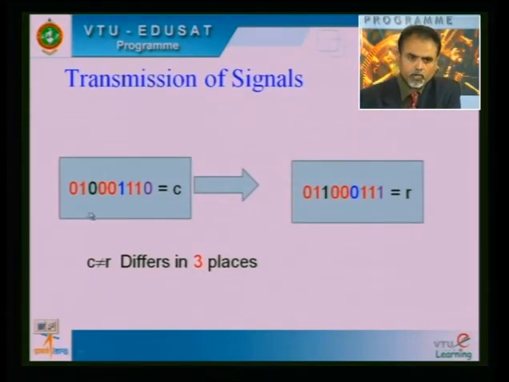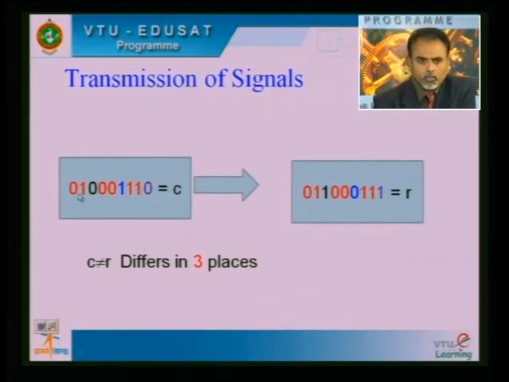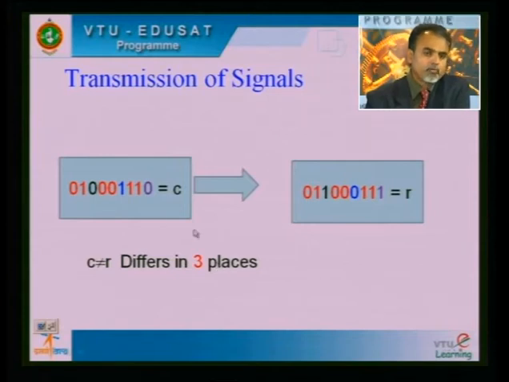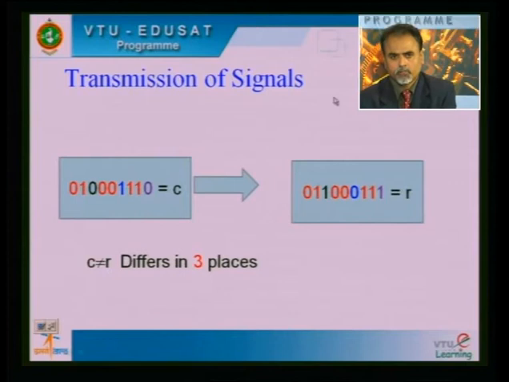Sometimes they may be equal, sometimes they may differ in one place. This is a word of length 1, 2, 3, 4, 5, 6, 7, 8, 9. In all 9 places it may be different, or in no places; all the permutation combinations are there. So error in 0 places, error in 1 place, up to error in all 9 places is possible. Totally, in transmission of signals there may be error at the receiving end.